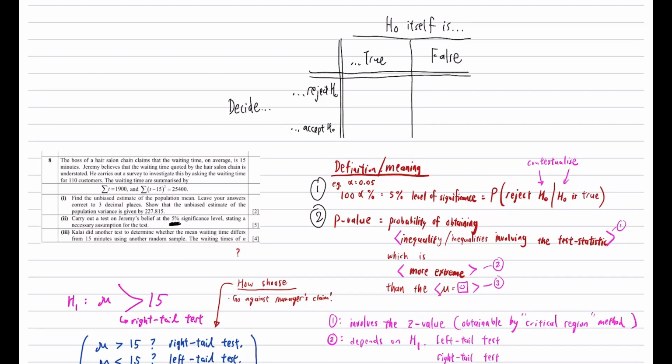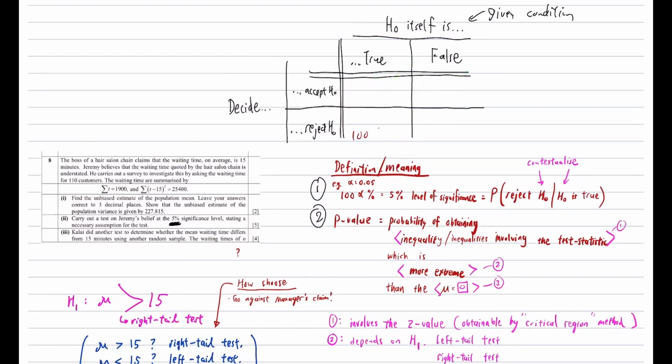True and reject. I prefer the other way around, but it doesn't matter. Then you realize that there will be a table. If this is true, this is like a given condition. You can imagine that there will be four possibilities. Here, this is alpha.